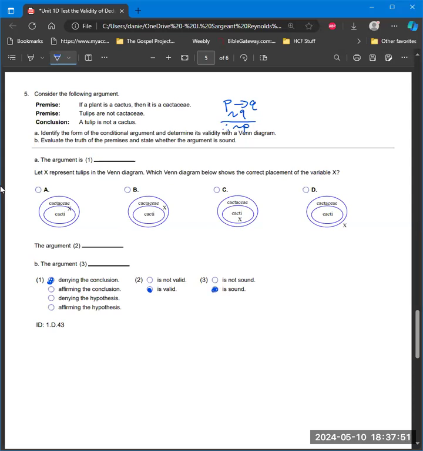And this is sound because all the premises are true. Now let's look at what the answer is. It's D. So all cacti belong to this set here, and tulips are not a part of the bigger set. They're outside, so they can't be a part of the subset of cacti.